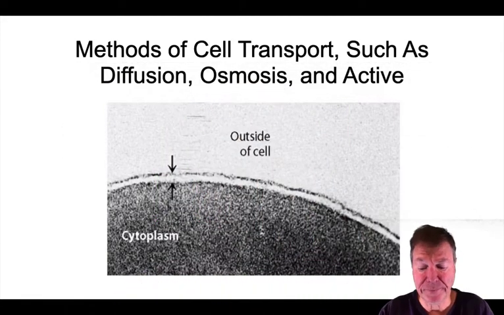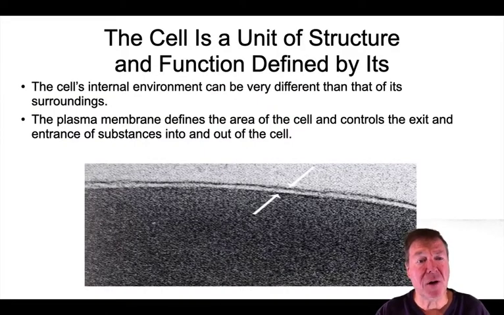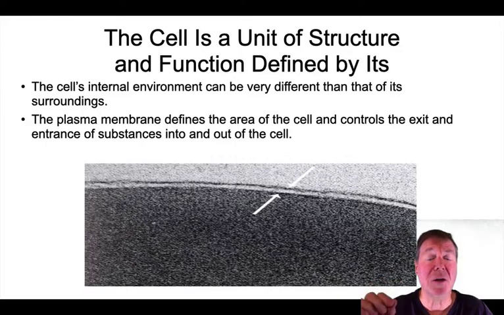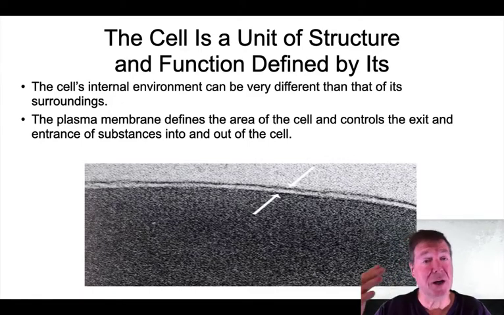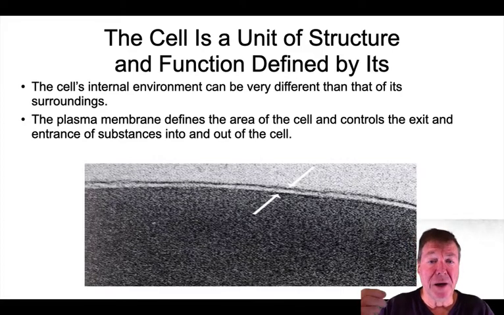Let's get started. So, first of all, you need to remember that the cell is a unit of structure. It's the smallest unit of life. There's nothing smaller that maintains all the characteristics of life. It, for instance, can reproduce. It responds to stimuli. It grows. It reproduces.